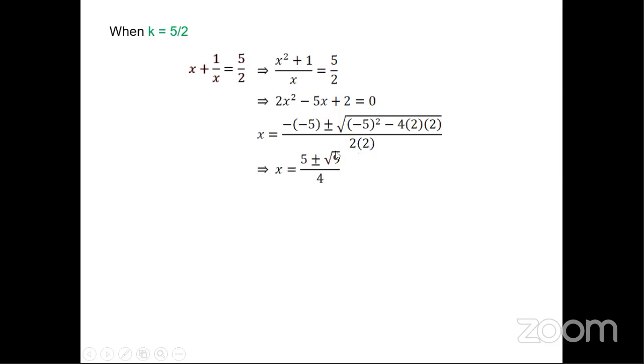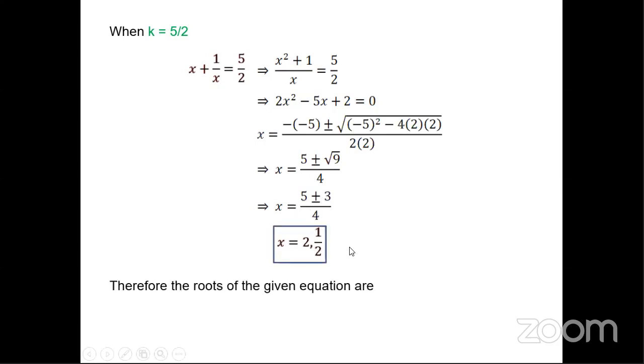divided by 2 into 2. Minus 5 whole square is nothing but 25 minus 4 into 4, which is 16. So 25 minus 16 is 9, root 9 is 3. So 5 plus or minus 3 by 4. 5 plus 3 is 8, 8 by 4 is 2. And 5 minus 3 is 2, 2 by 4 is 1 by 2. So the x values we got are 2 and 1 by 2.